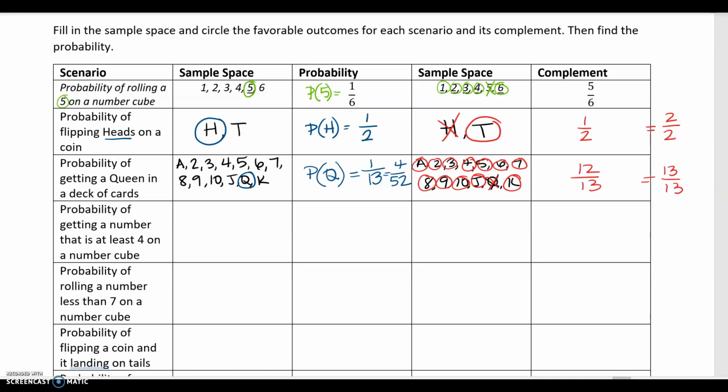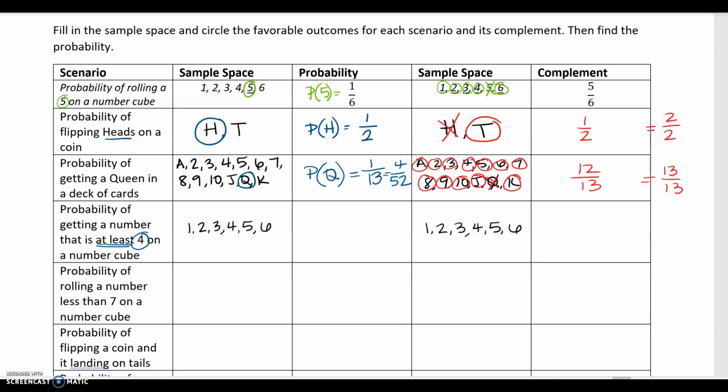Let's look at another one. It says the probability of getting a number that is at least 4 on a number cube. Okay, so a number cube, I can roll it and get 1, 2, 3, 4, 5, 6. So now it says a number that is at least 4.